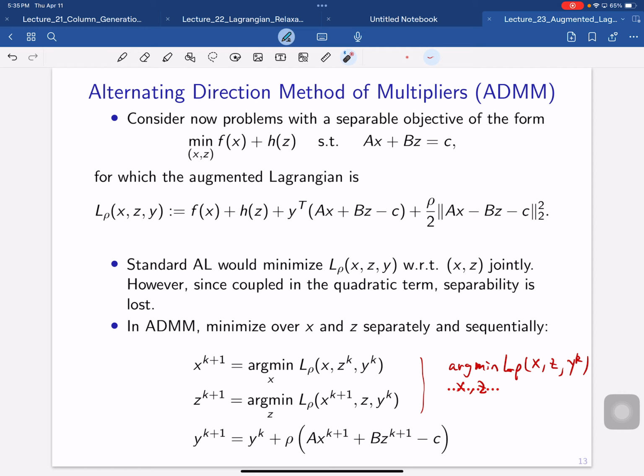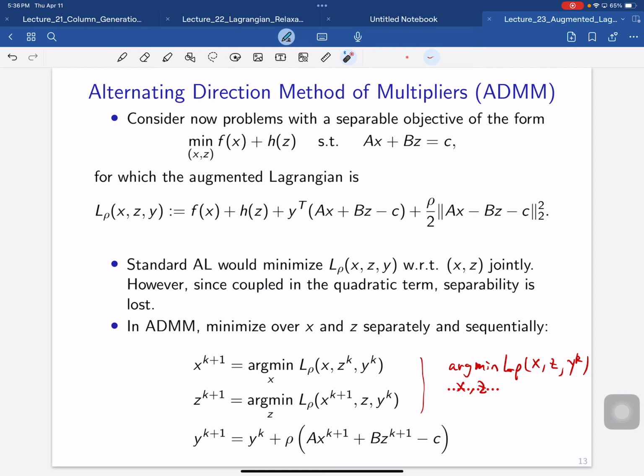But in the alternating direction method of multipliers, you want to optimize x and z sequentially instead of doing this step simultaneously. If you want to do it sequentially, you have to fix the zk variable when you are optimizing x, and then you have to fix the x variable when you optimize z. And this will make the problem decomposable, since you are fixing the rest of the variables when you optimize one of them.